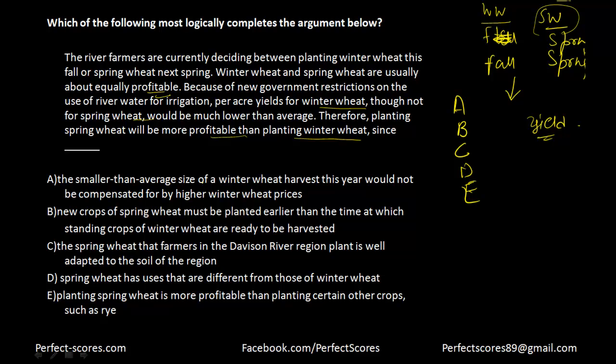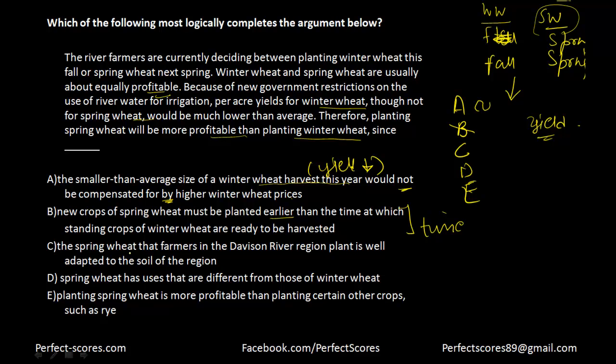First says the smaller than average size of a winter wheat harvest this year due to the low yield would not be compensated for by higher winter wheat prices. So this is definitely giving us a reason why spring wheat would be more profitable, because there will be no compensation if you plant winter wheat. So that means A can be one of our answers. B says new crops of spring wheat must be planted earlier than the time at which standing crops of winter wheat are ready to be harvested. Now this is talking about overlapping time. It's not related to profits at all, so B is irrelevant.